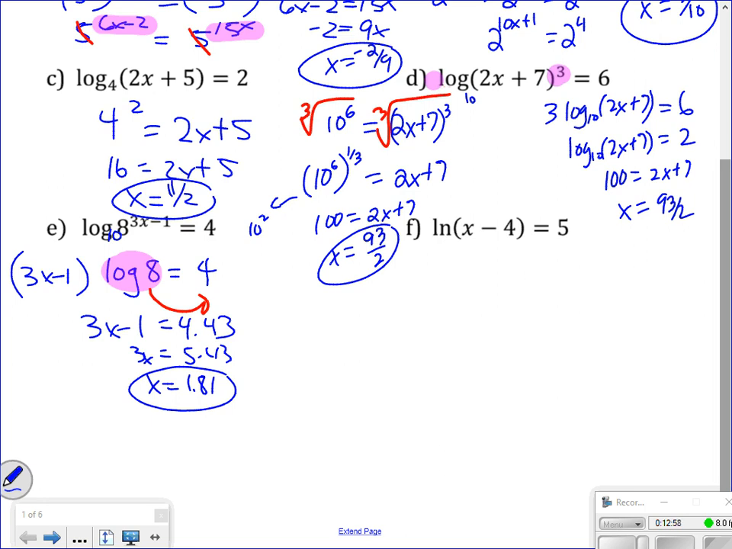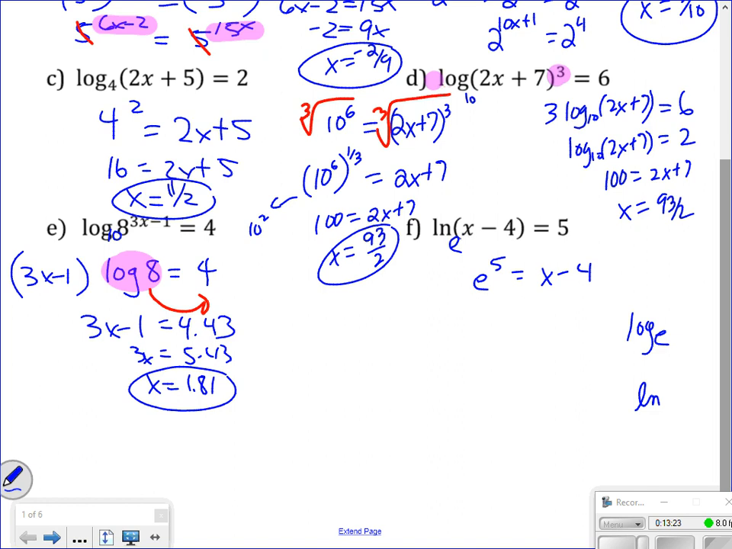All right, so for letter F, finally you have one with natural log. So remember, natural log has a base what? E. So you can remember that's a little e down here, or you could write log base e. That's what ln stands for, log base e, so you can write it shorter. So there's nothing I can do here other than write it as an exponent. My base is e, so I'll write e to the 5th equals what?